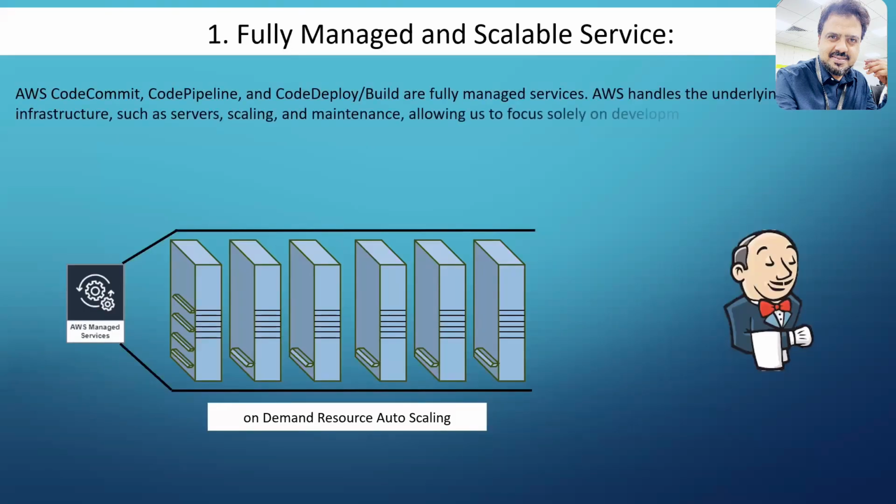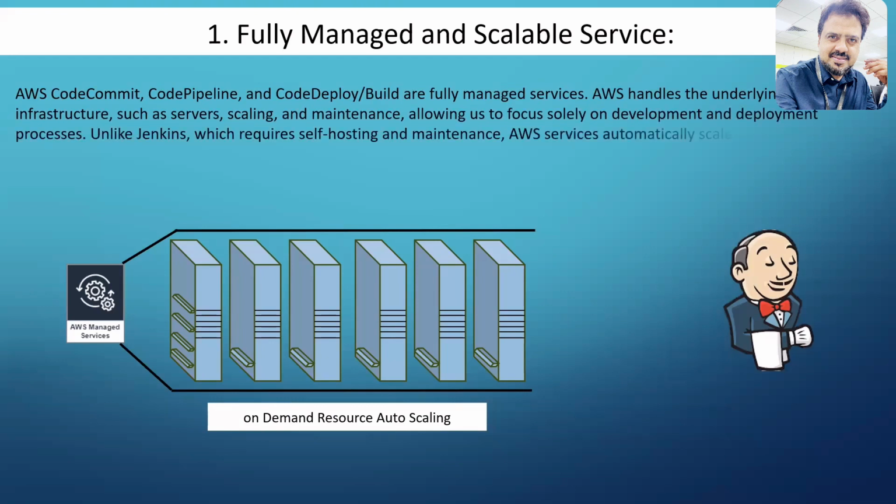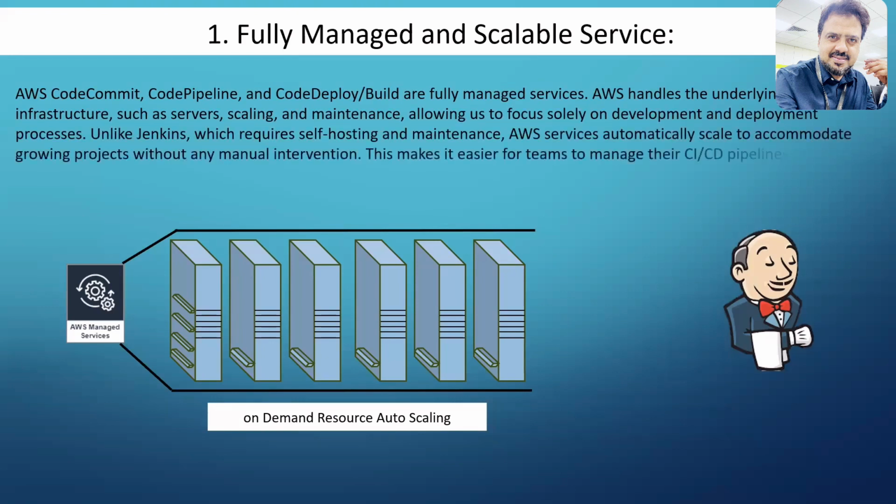First one, fully managed and scalable service. AWS CodeCommit, CodePipeline, CodeDeploy, and CodeBuild are fully managed services. They are serverless technologies. AWS handles the underlying infrastructure such as servers, scaling, and maintenance, allowing us to focus solely on development and deployment processes. Unlike Jenkins, which requires self-hosting and maintenance, AWS services automatically scale to accommodate growing projects without any manual intervention. So this makes it much easier for teams to manage their CI/CD pipelines and reduce their operational workloads.